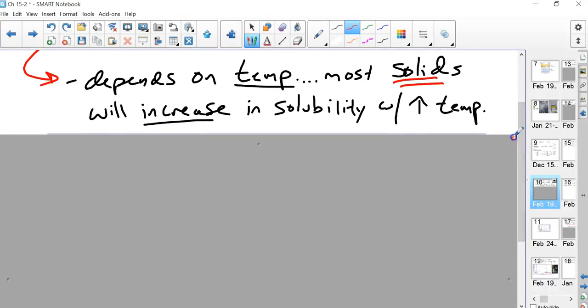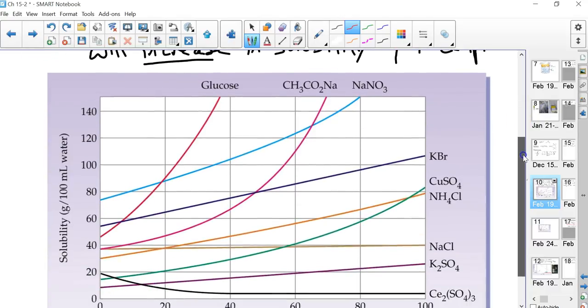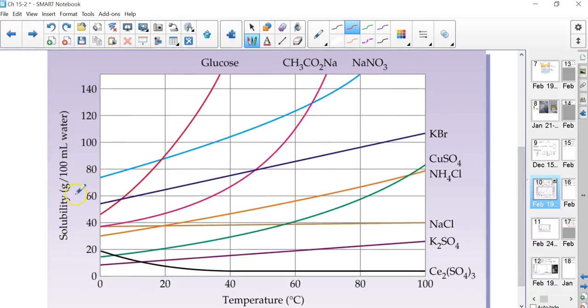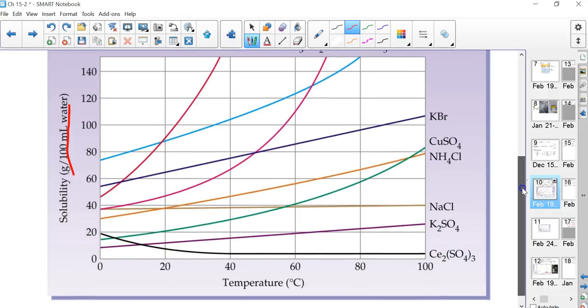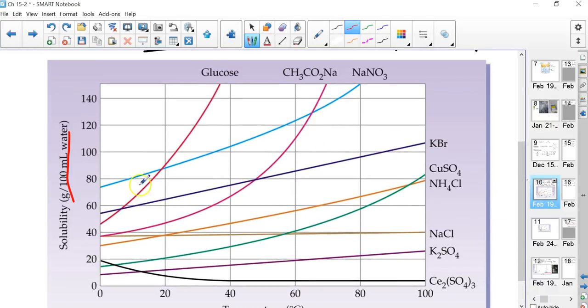Let's take a look at a chart here. This shows solubility in grams per 100 mils of water, shown on the left. And down at the bottom of the scale on the x-axis is temperature. And as you can see, most materials on the chart have some sort of a positive slope. As temperature increases, solubility increases. But that's not the case for everything.